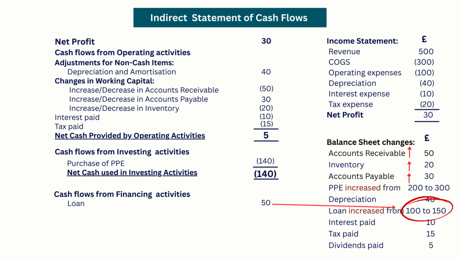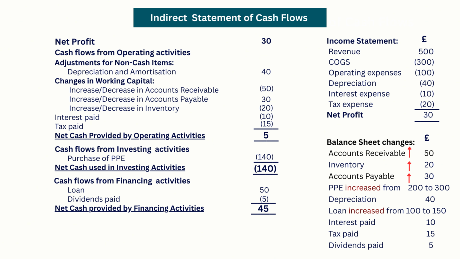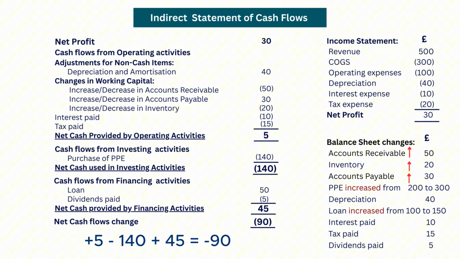Financing activities relate to long-term funding. Loan increased from 100 to 150, so the company borrowed an extra 50. Dividends paid is 5. Net financing cash flow is 45. Final cash movement is operating plus 5, investing minus 140, financing plus 45. Net change in cash is 5 minus 140 plus 45 equals minus 90. This means cash decreased by 90 during the year.